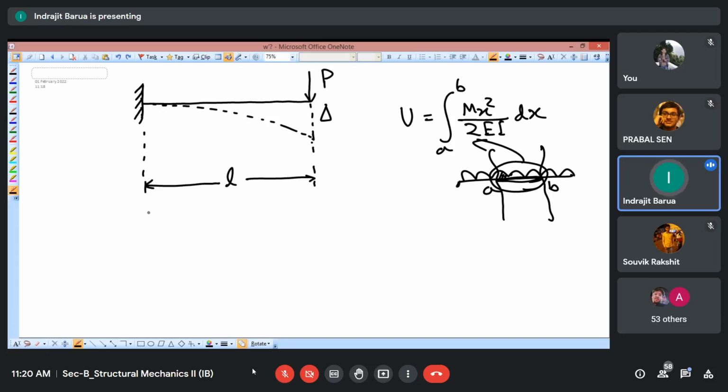Before that, we need to know that this is Mx. Other things are constant. If the material is given, then E is constant. If the I is given throughout the cross section, it is the same. Then with respect to its dimensions, the I will be constant. Here those are not mentioned, so we are considering those as constant. And here only a few things are mentioned, like P and L.